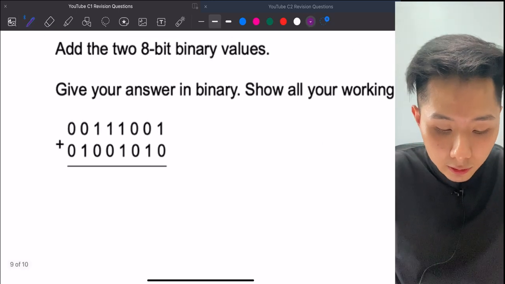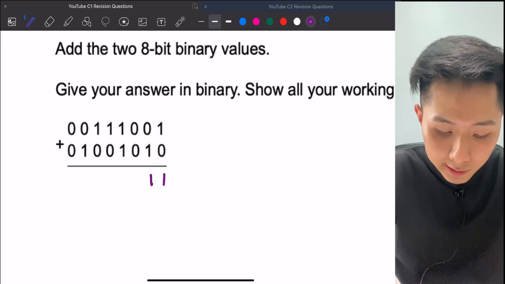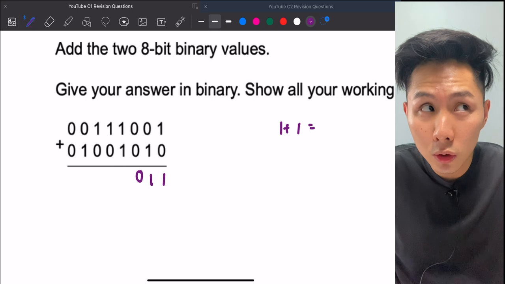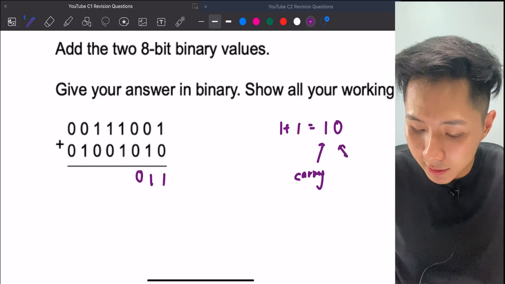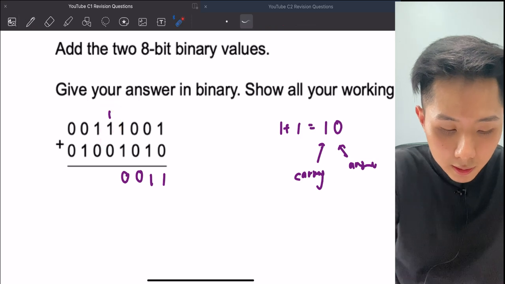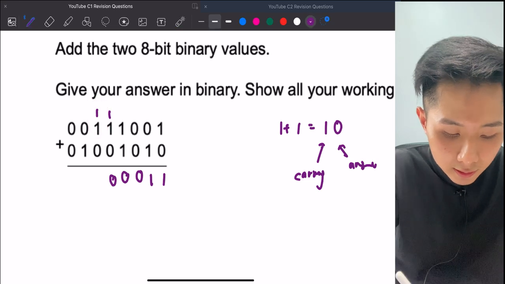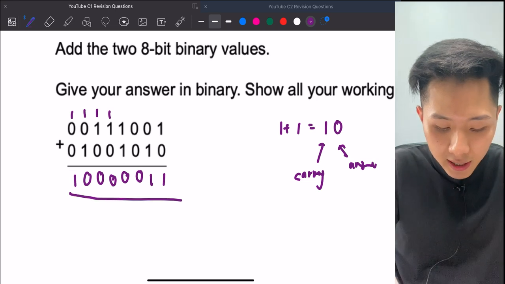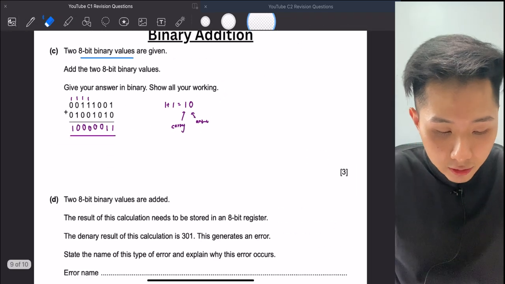I'll start off with the rightmost column. 1 plus 0, I got 1. 0 plus 1, 1. 0 plus 0, 0. 0 plus 0, 0. And 1 plus 1 in binary, because there's no 2, it's equivalent to 1, 0. So this will be my carry, and this will be my answer. I'm going to write 0 here and put a carry of 1. Now 1 plus 1, 0 again, carry of 1. 1 plus 1, 0 again, carry of 1. 1 plus 1, 0 again, carry 1. 1 plus 0 plus 0, I got 1. So my answer will be this. Ta-dah. I'll have 3 marks by just writing this.